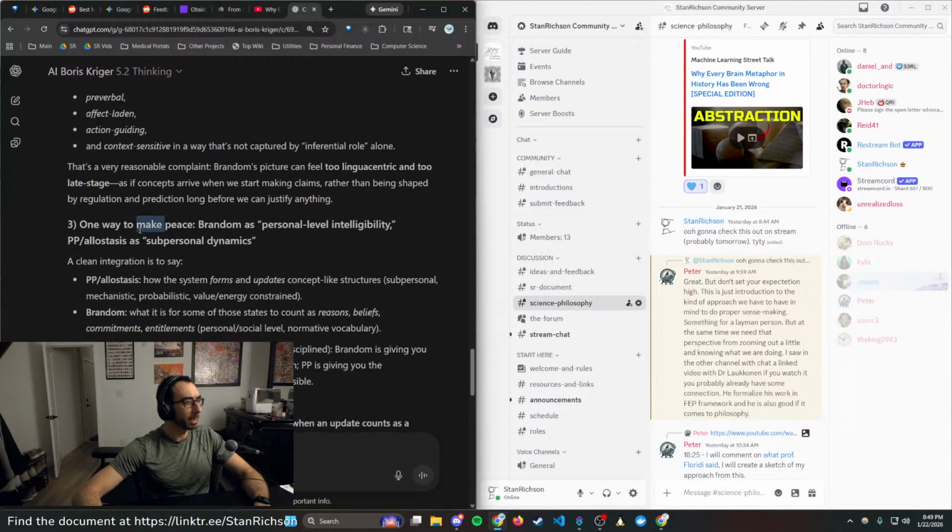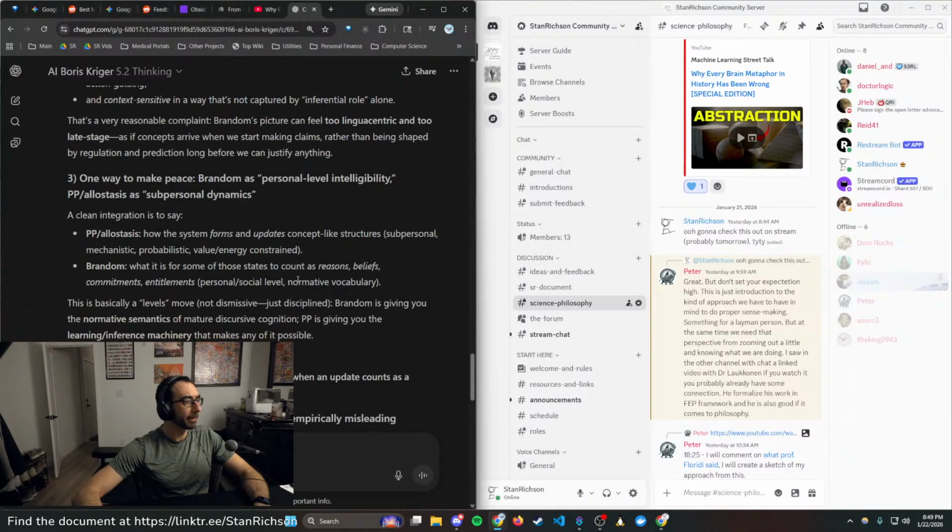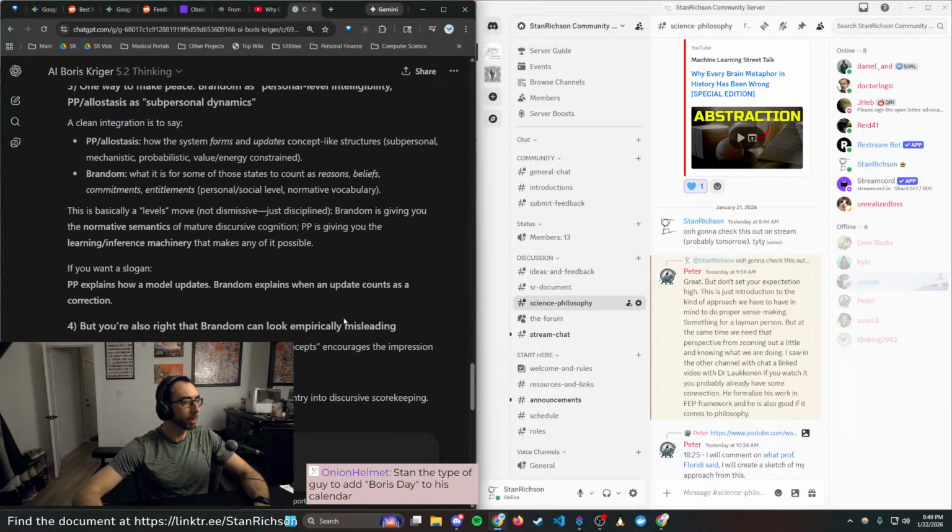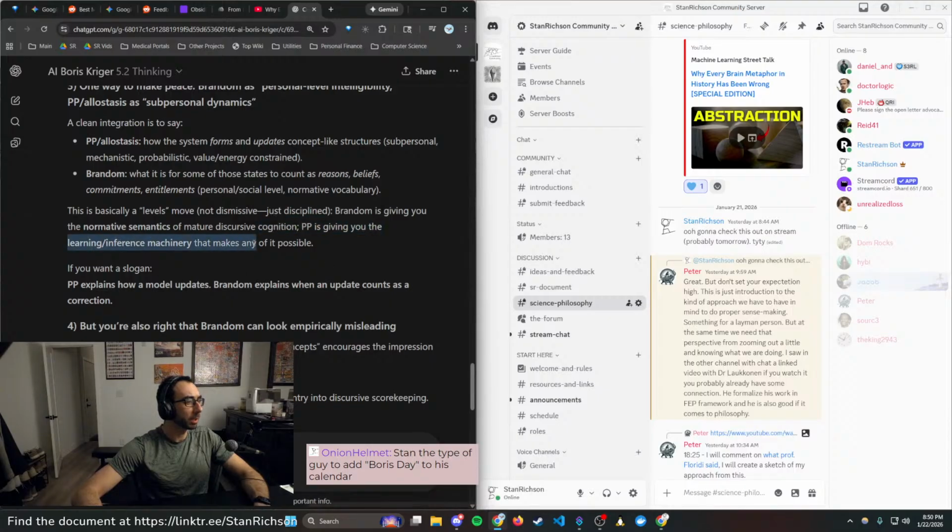Yeah, one way to make peace: Brandom has personal level intelligibility, predictive processing and allostasis as subpersonal dynamics. So Brandom covers what it is for some of those states to count as reasons, beliefs, commitments, entitlements. This is basically a levels move. Brandom is giving you the normative semantics of mature discursive cognition. Predictive processing is giving you the learning inference machinery that makes any of it possible.